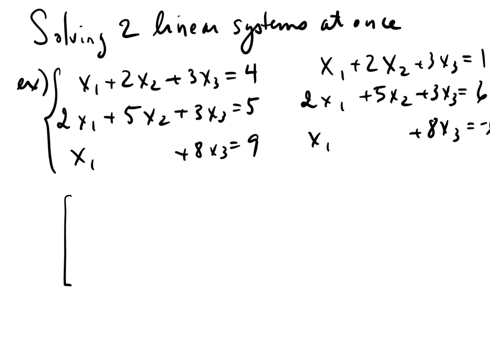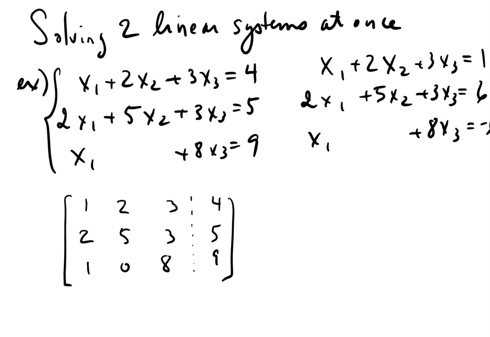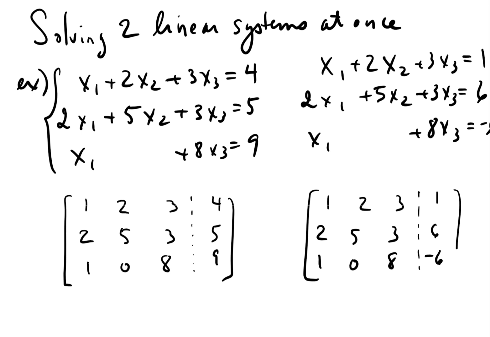If I write its augmented matrix, it will look like this. The coefficient matrix is 1, 2, 3, 2, 5, 3, and 1, 0, 8. And the constant part is 4, 5, 9. If I do the same on this side, I will get 1, 2, 3, 2, 5, 3, and 1, 0, 8. And the constant part is 1, 6, minus 6.